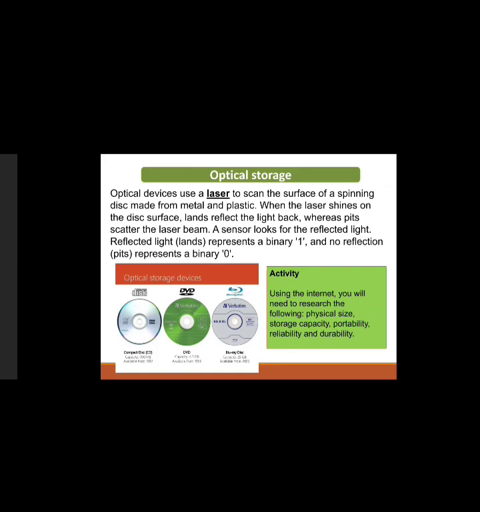So optical disc uses a laser to scan the surface of a spinning disc made from metal and plastic. When the laser shines on the disc surface, lands reflect the light back, whereas a pit scatters the laser beam. This spins round and round to play the music or play the movies and so forth. Like I mentioned before, it is easily damaged and it was a bit annoying, trust me. However, it's what we had back then and we had to use it, and we were really comfortable using it because we didn't know better.